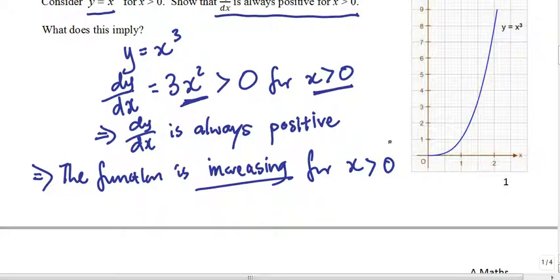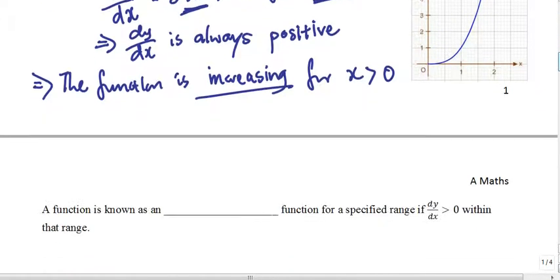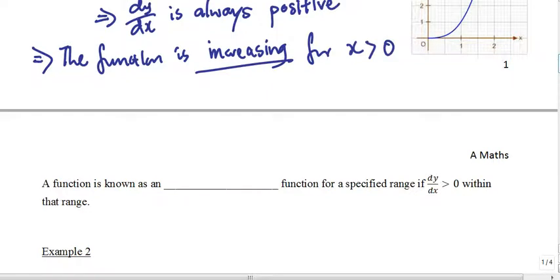So just remember, this is an increasing function because dy over dx is more than 0. Basically, we're trying to show that the rate of change is always positive. So from the above example, you know that a function is known as an increasing function if dy over dx is more than 0 within that range.